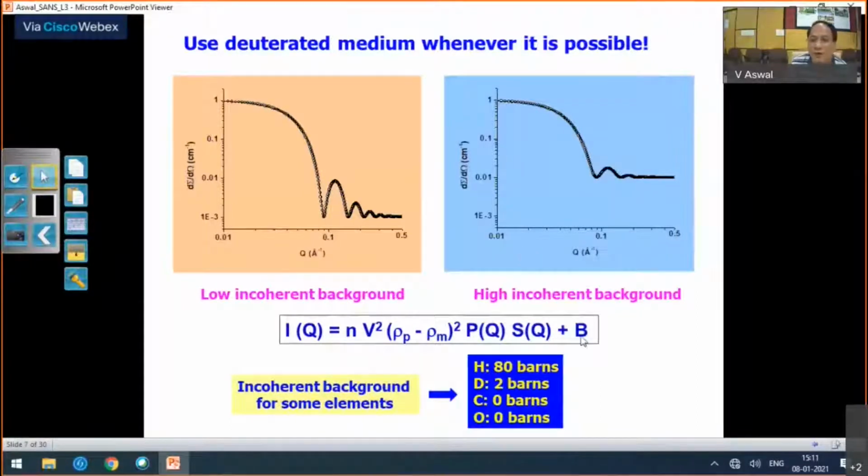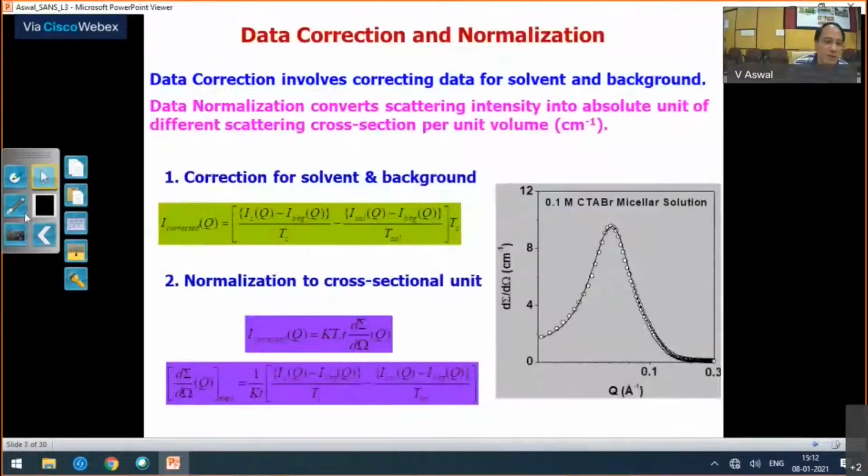And to reduce the incoherent background, as I was saying, you can decrease the transmission, but you should also make sure that you don't have a very high contribution of incoherent background. Because if you have a higher contribution of incoherent background, then the features of the scattering profile at higher Q values will be less pronounced. So you will lose some information which is coming at higher Q values.